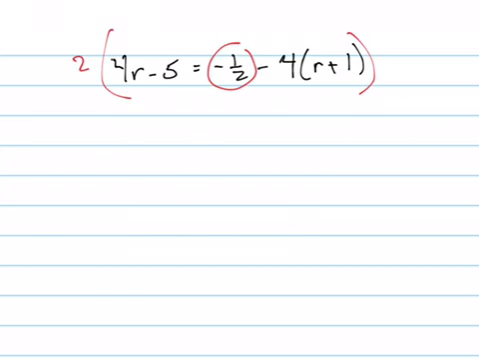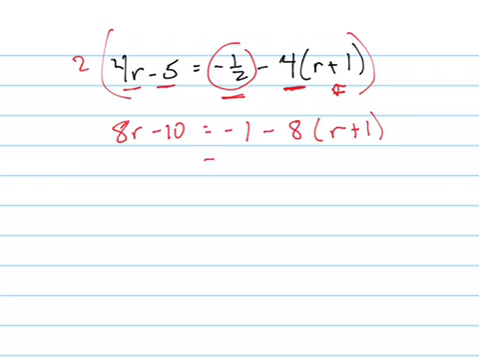So every single thing here gets multiplied by 2, but notice I don't have to put it in here because I'm multiplying it by 2 on the outside, right? So this would become 8r minus 10 equals negative 1 minus 8 times r plus 1. And now it's a much easier problem to deal with. You don't have to stress about fractions.